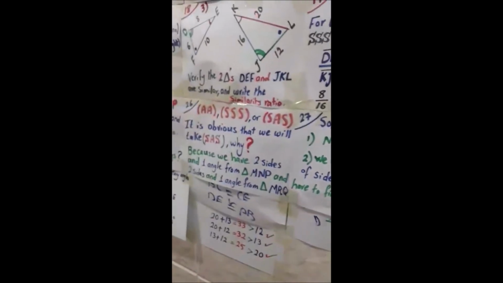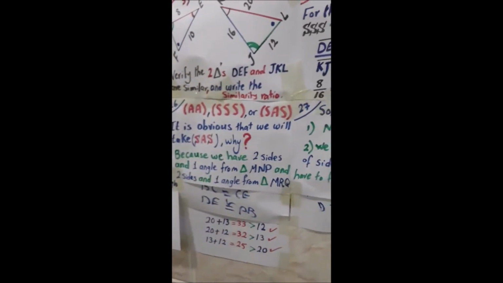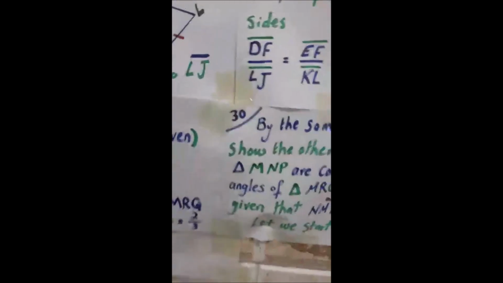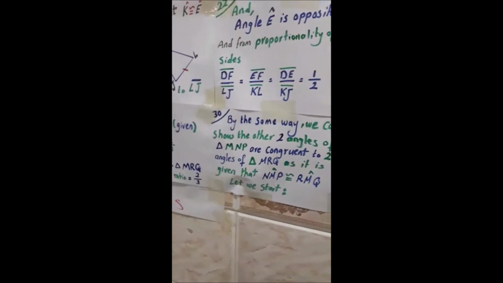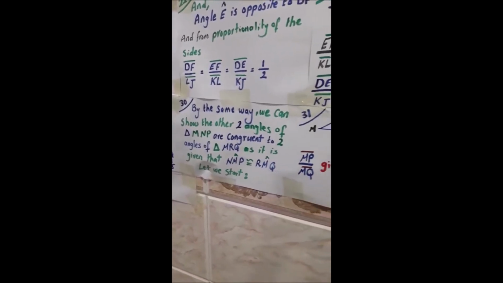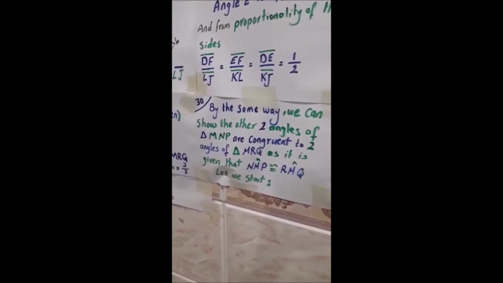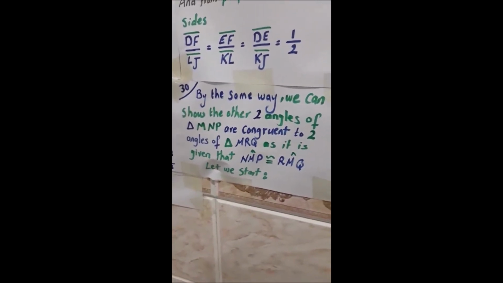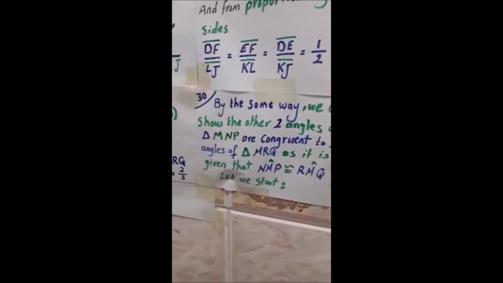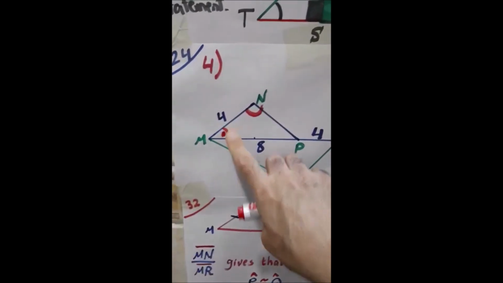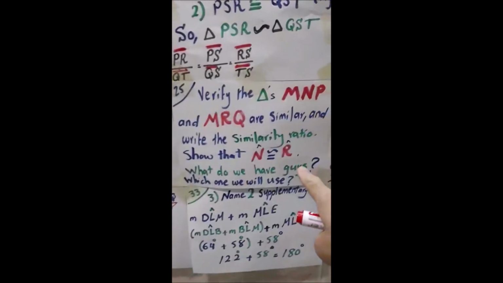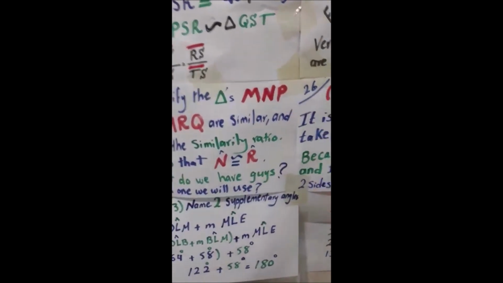But now we have to go, as we said, he's asking for something else. He said to us to show that by the same way we can show that the other two angles of triangle MNP are congruent to the two angles of triangle MRQ, as it is given that these two angles are congruent. We said that at the beginning. So we will do more than what he wants. We will not show only N with R, they are congruent. We will show the others are congruent.